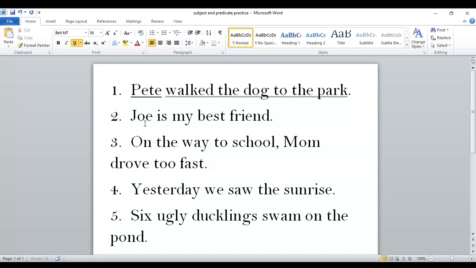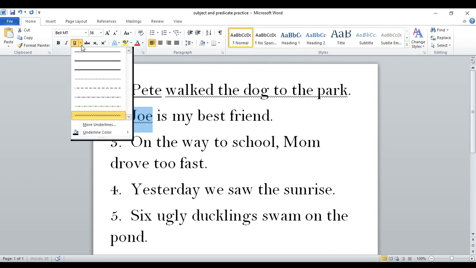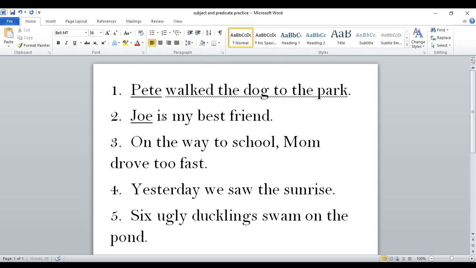The next sentence, Joe is my best friend. Who or what is this sentence about? Well, it's about Joe. And we're going to underline that. Then we say, this is the verb. Is a linking verb. So this one's a little bit tricky, but is my best friend is the predicate.